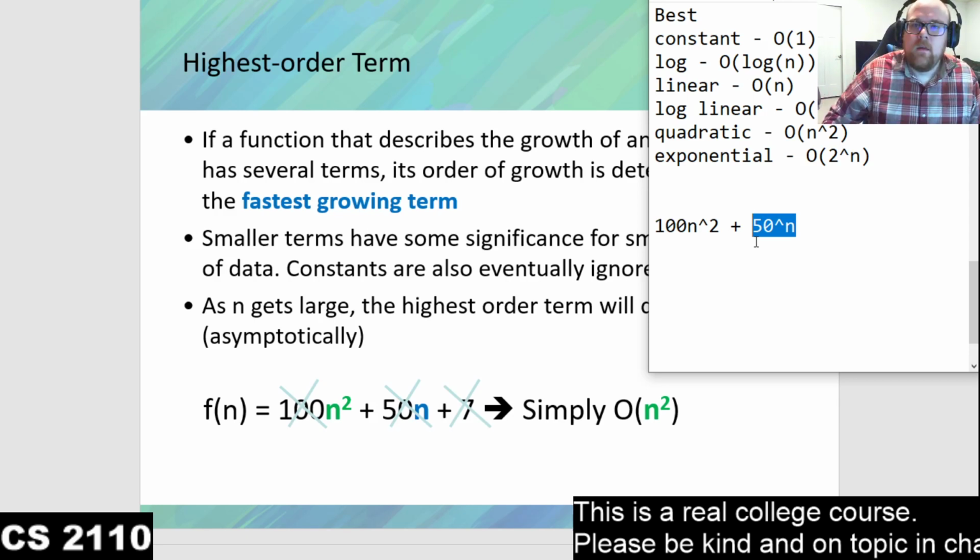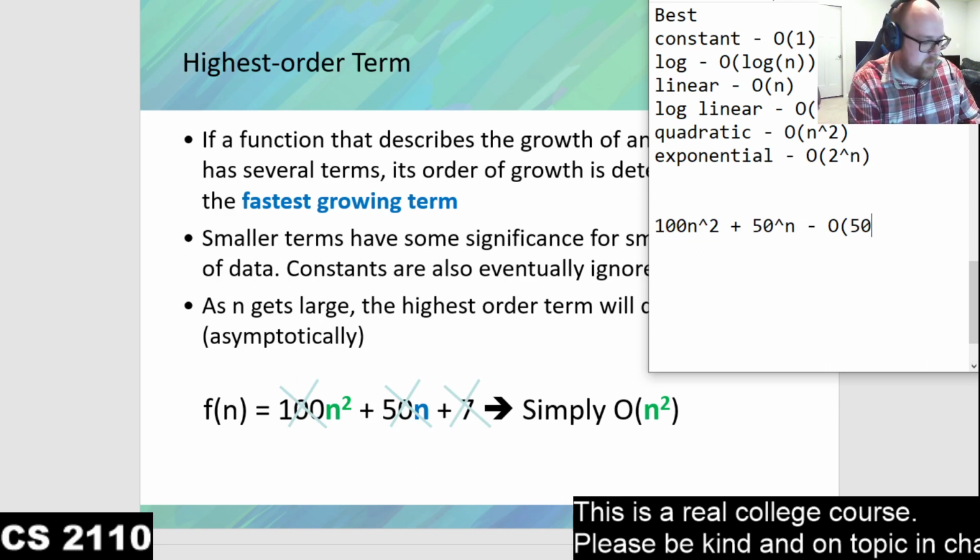So again, we're talking about what the largest term is, and in this case, because this term is exponential, it's worse than the quadratic term, and so we would say that this is O of 50 to the n, something like that.